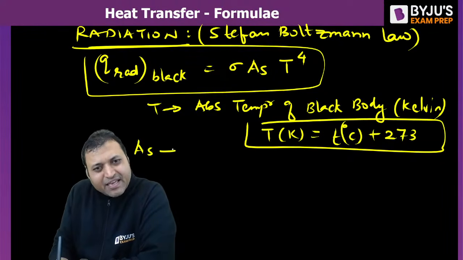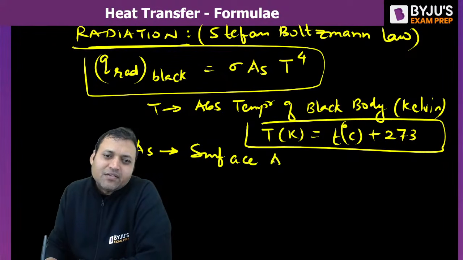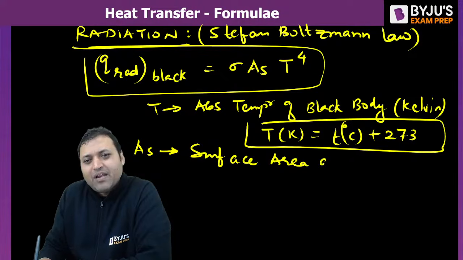AS is the surface area available for radiation. Radiation is also a surface phenomenon. It is the surface area available for radiation.